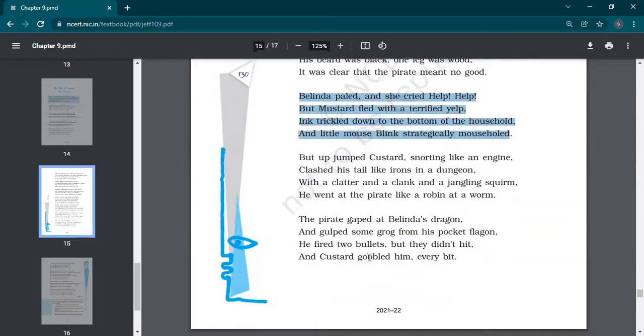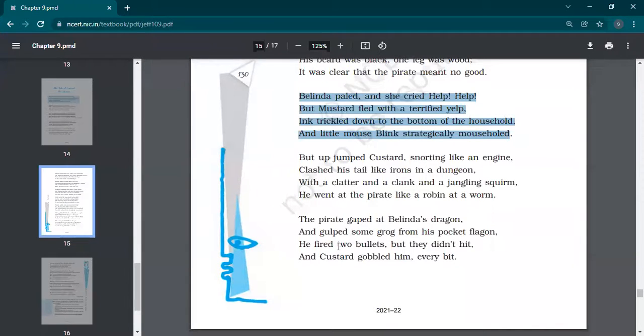Belinda paled and she cried, help, help. But Mustard fled with a terrified yelp. Ink trickled down to the bottom of the household and little mouse Blink strategically went to the mouse hole. See, in the time of need only, we will realize who is going to help us. When all of them saw the pirate, they got frightened.